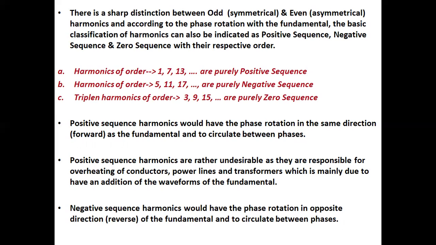Positive sequence harmonics would have the phase rotation in the same direction, forward, as the fundamental and circulate between phases. Positive sequence harmonics are rather undesirable as they are responsible for overheating of conductors, power lines, and transformers, which is mainly due to an addition of the waveforms of the fundamental. Negative sequence harmonics would have the phase rotation in the opposite direction, that is reverse direction of the fundamental, and circulate between phases.